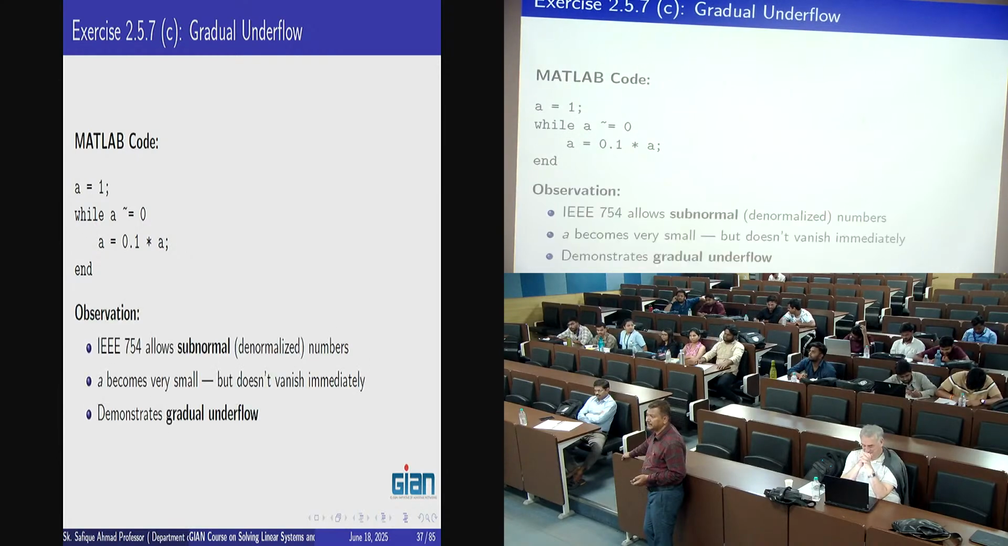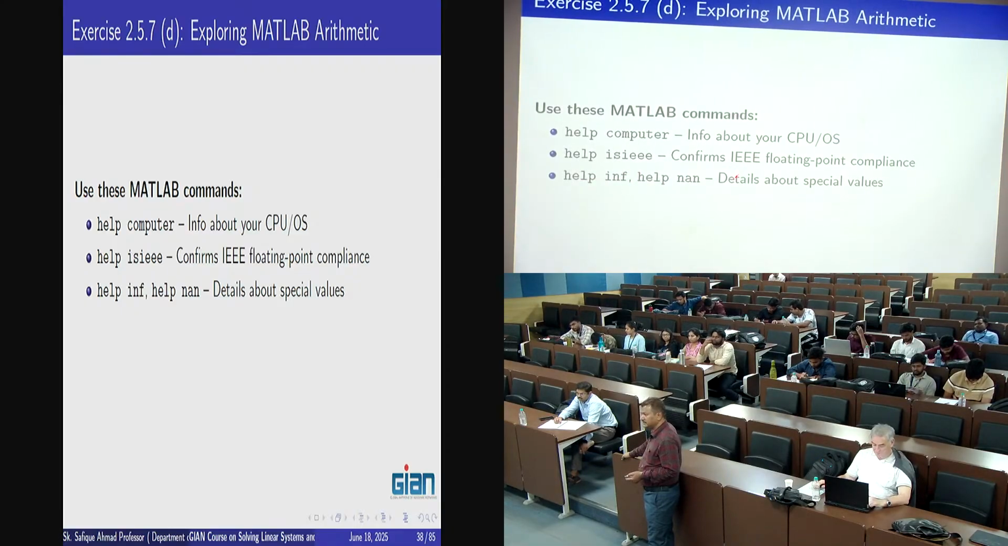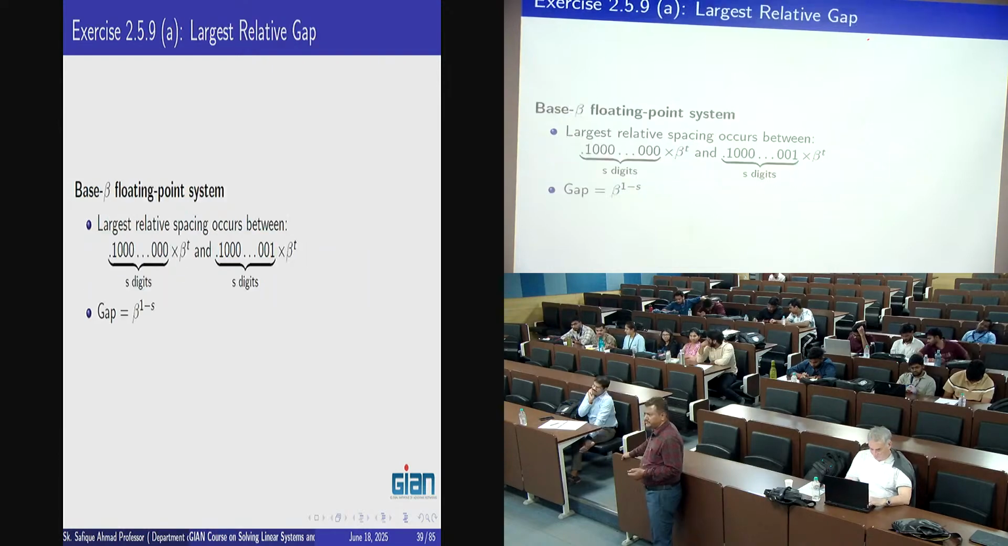So, here is another MATLAB code. You can see that if A is not equal to 0 and A equals 0.1 times U, this is an IEEE number, and you also have subnormal numbers, which are very small but do not vanish immediately. And this demonstrates, for finding this IEEE and infinity, you will get NaN, which means not a number.